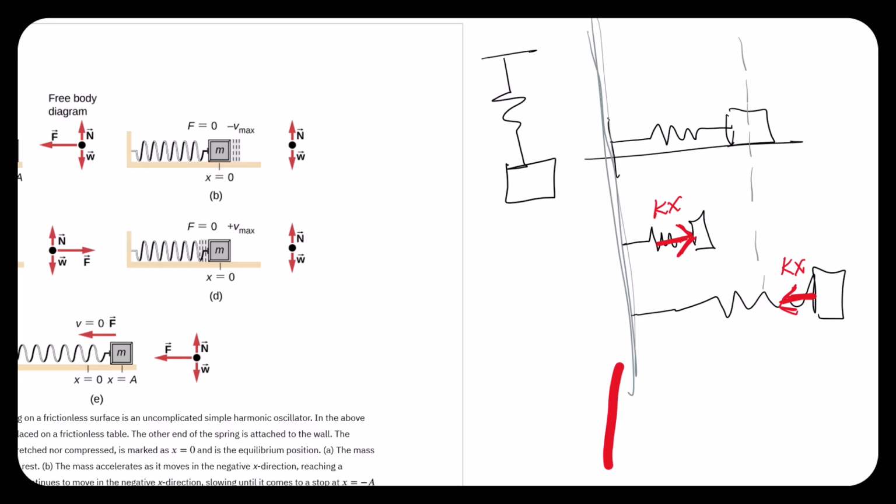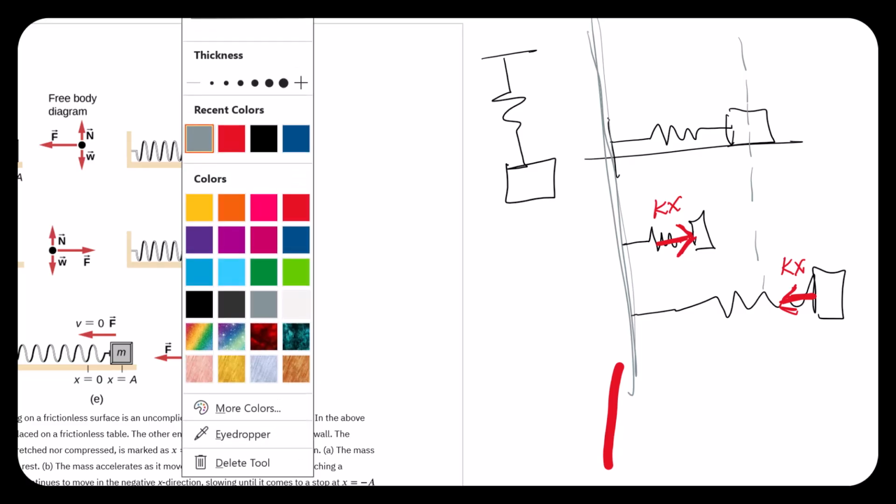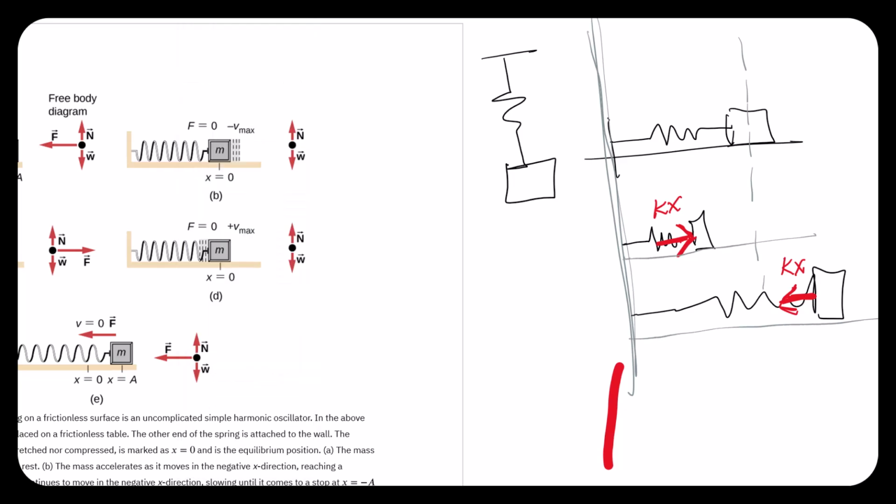Now, if it is sitting on the floor, then the other things on the free body diagram would be your weight and your normal force, but it's not moving in the up-down direction, so I don't really care.